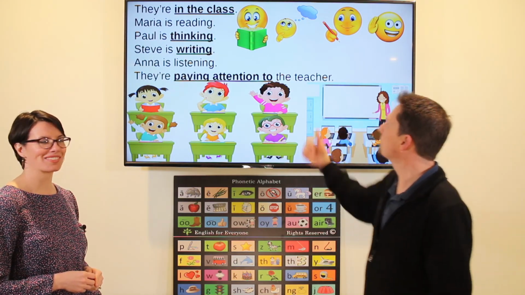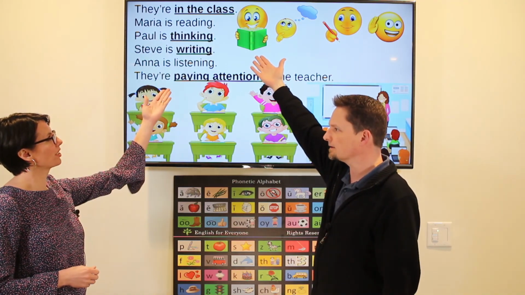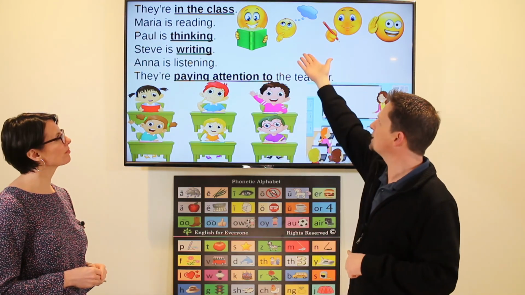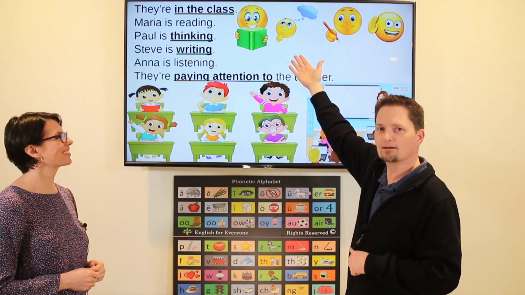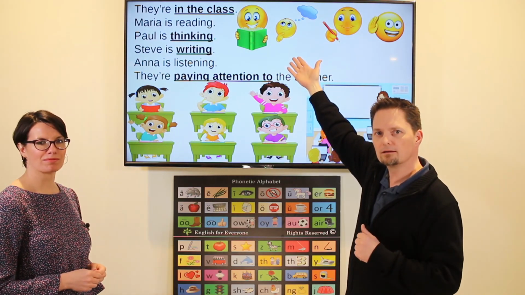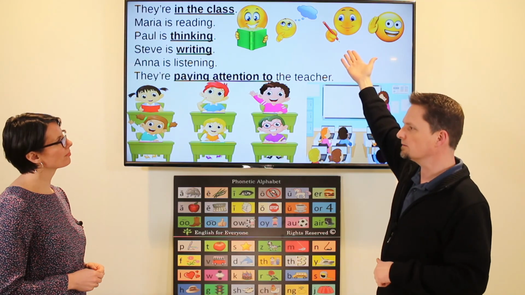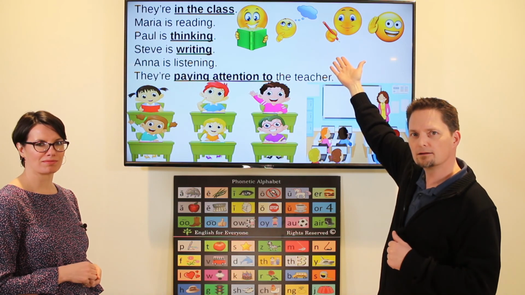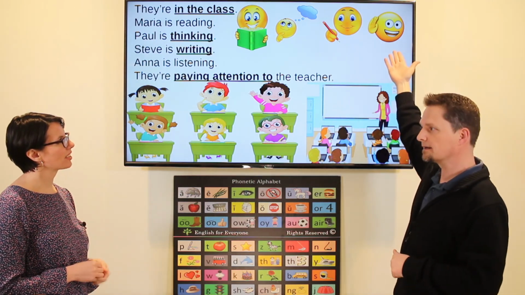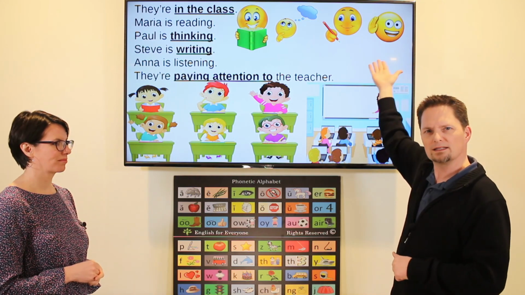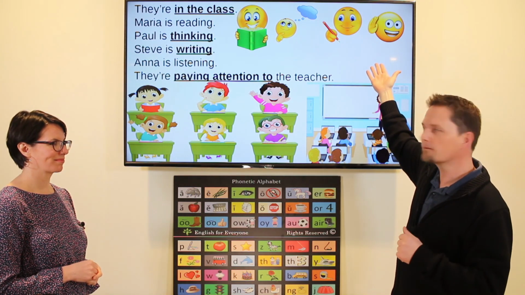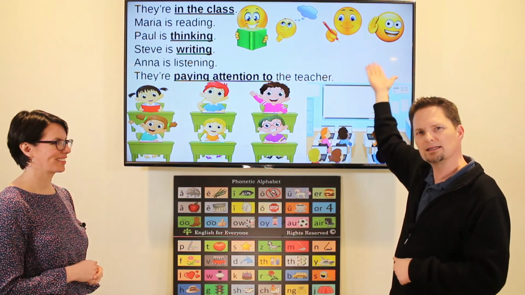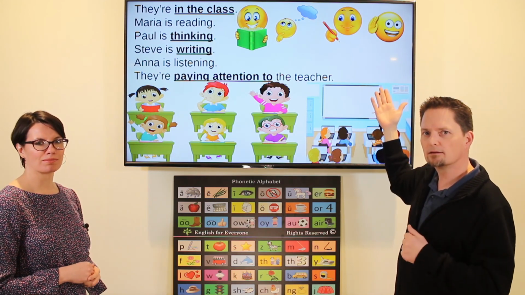Very good. Questions. What is he doing? He's reading a book. What is he doing? Respond. Very good. What is he doing? He's thinking. Very good. What is he doing? Respond. Very good. What is he doing? He's writing. Very good. What is he doing? Respond. Very good. And what is he doing? He's listening. Very good. Is he paying attention? Yes, he's paying attention. Is he paying attention? Respond. Very good.